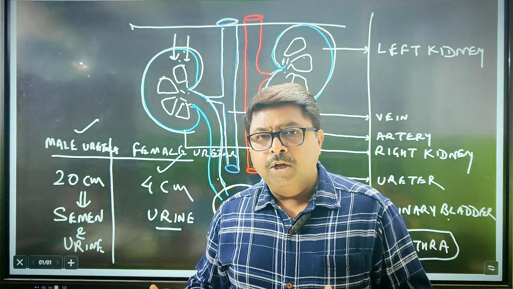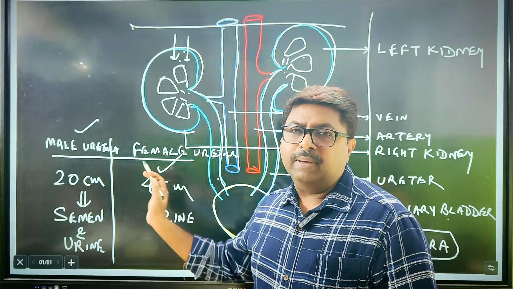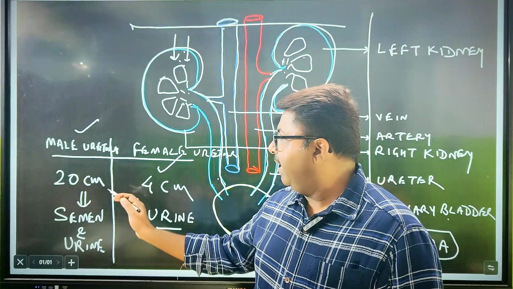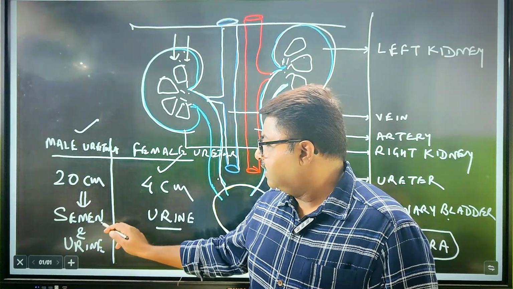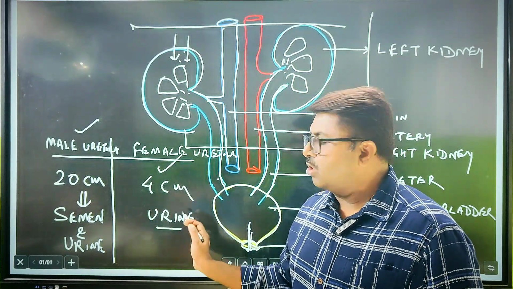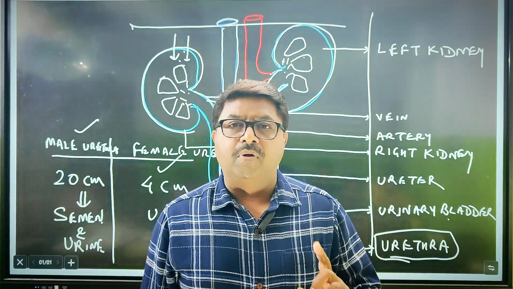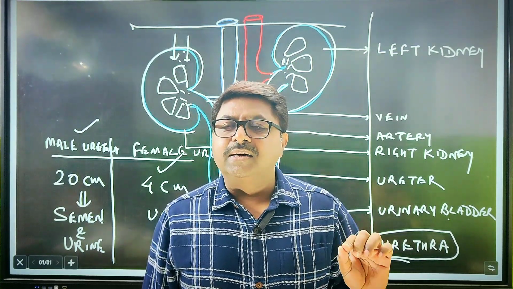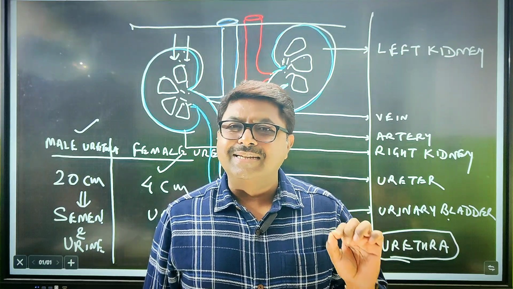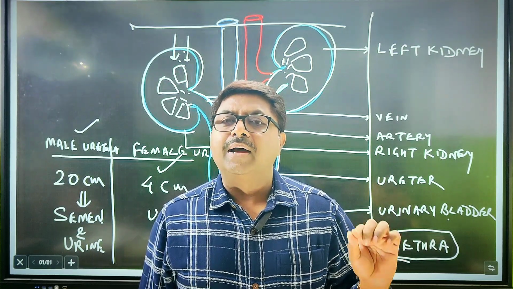Clear babu? So ये difference है male और female में. So there is only one opening in male where through the semen and urine comes out. In case of female there is only one opening for the urine, which comes out from the single opening called the urinary aperture.